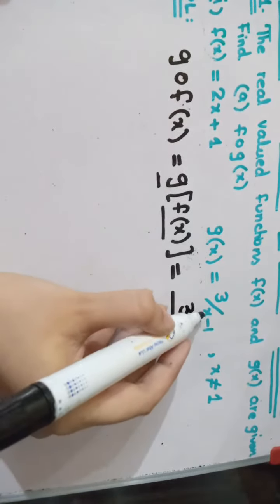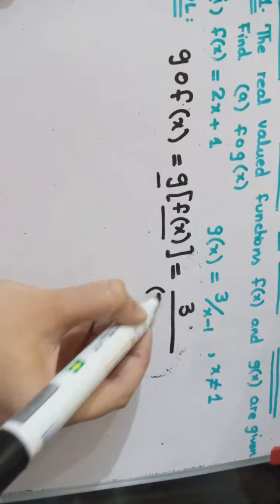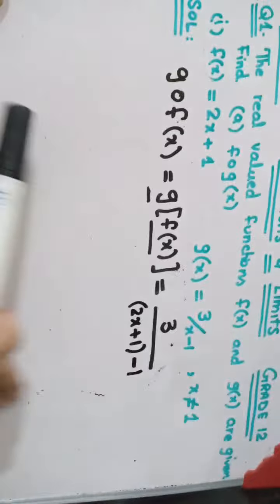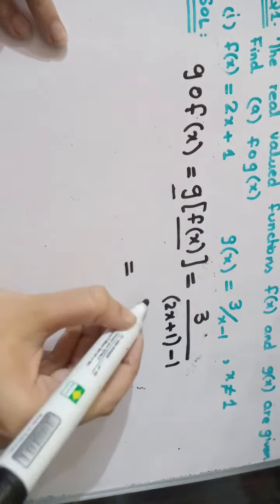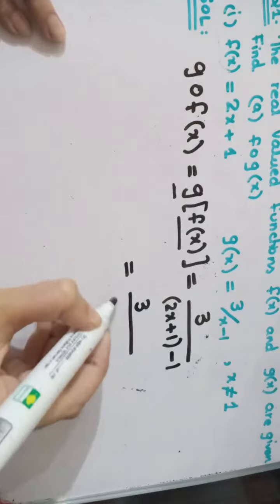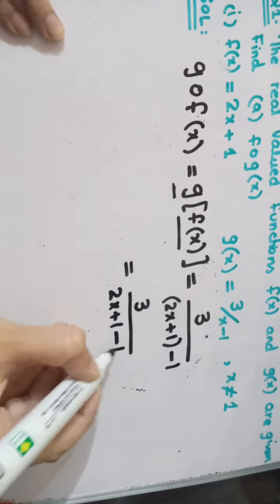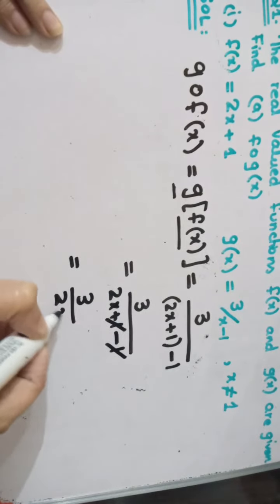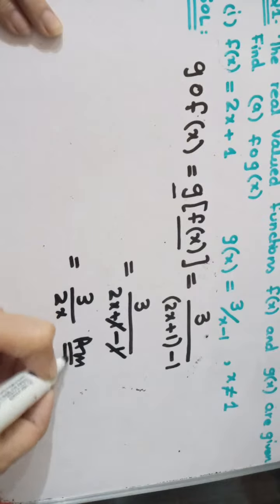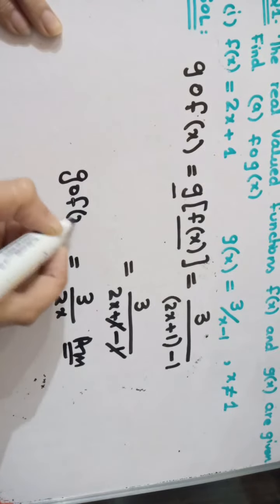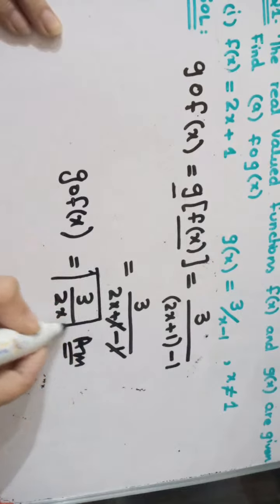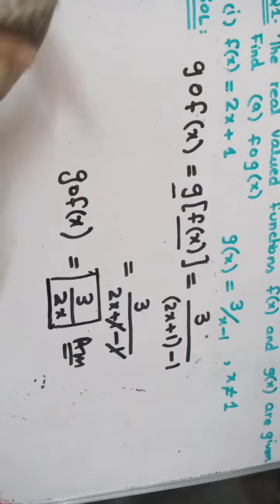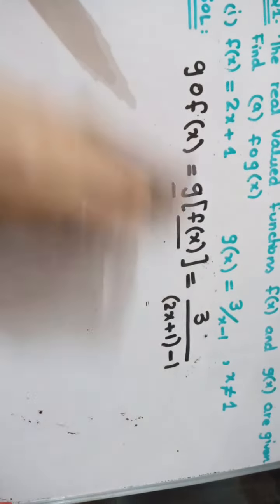So put it at the place of x, minus 1 as it is. Now you will get 3 divided by 2x plus 1 minus 1. This one and this one will be cancelled out. Then 3 divided by 2x is your required answer. This is g of f. Now we will do the next part.